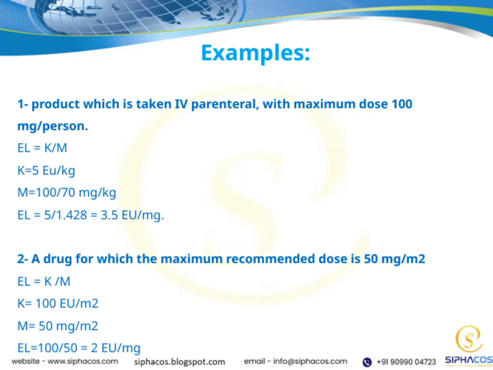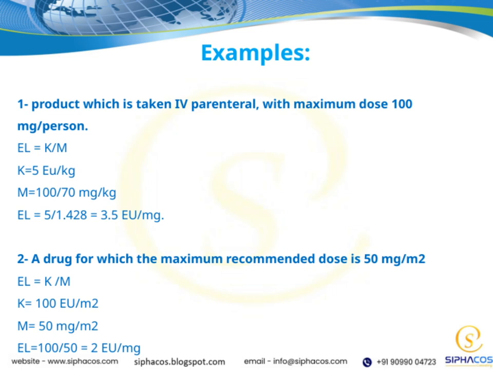We're dealing with a product that is administered intravenously or parenterally with a maximum dose of 100 milligrams per person. To calculate the endotoxin limit, or EL, we use the formula EL equals K divided by M. Here, K is given as 5 EU per kilogram, and M is calculated as 100 divided by 70 milligrams per kilogram. When we do the math, EL equals 5 divided by approximately 1.428, which gives us roughly 3.5 EU per milligram.